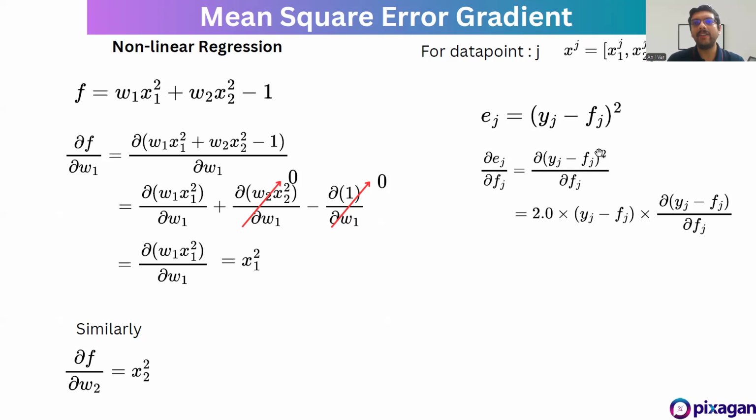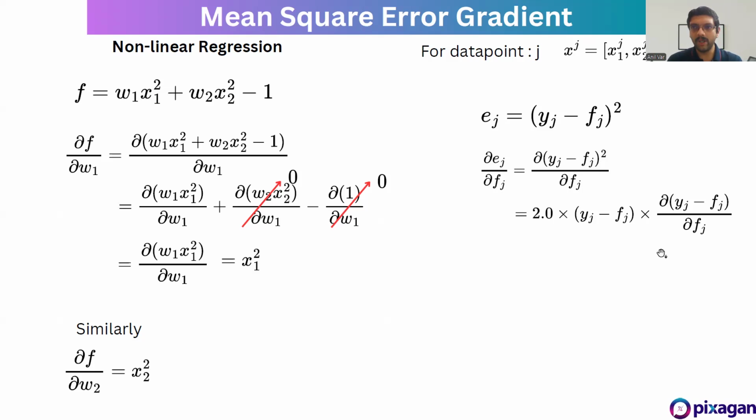If you say let z is equal to this term, yj minus fj, and you want the derivative, you can use the chain rule. You want the derivative of this with respect to z, because it would be dou z square. So you take the derivative of that term with respect to z, times the derivative of z, which is yj minus fj, with respect to fj. That's the basic idea, right?